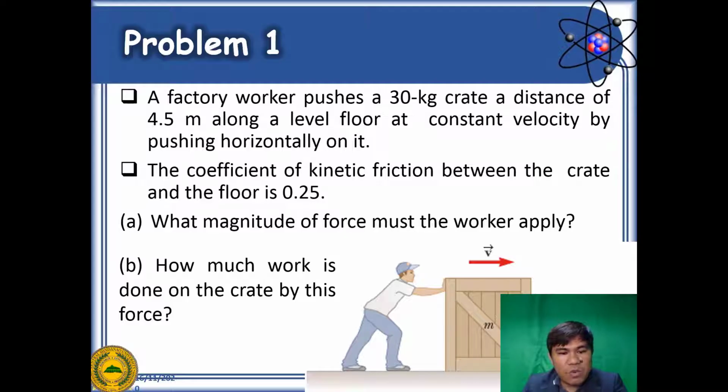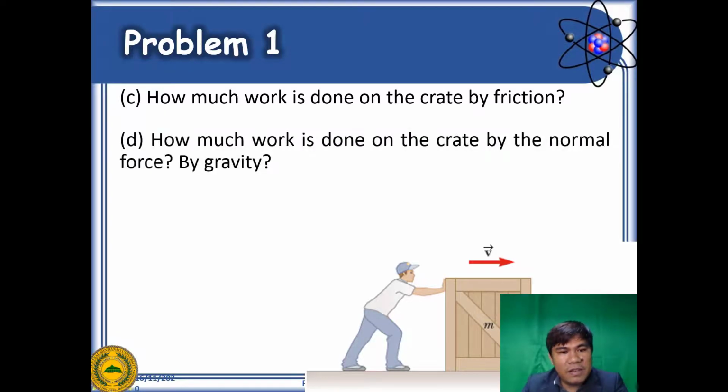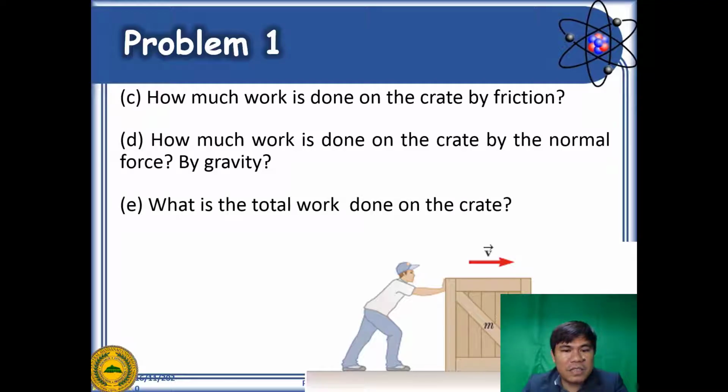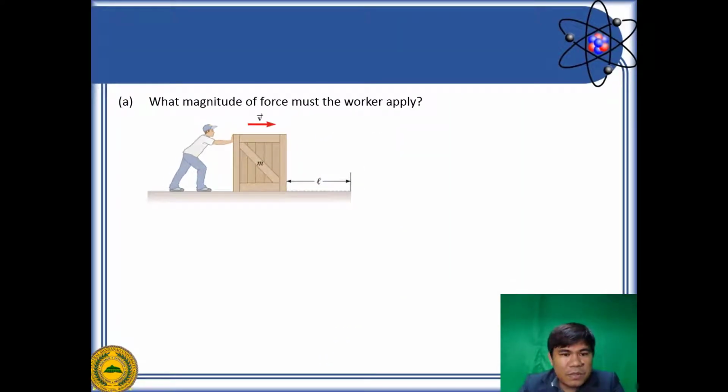Second, how much work is done on the crate by this force? Third, how much work is done on the crate by friction? Fourth, how much work is done on the crate by the normal force and by gravity? And lastly, what is the total work done on the crate? Let us answer the first question. What is the magnitude of force that the worker must apply on this setup?